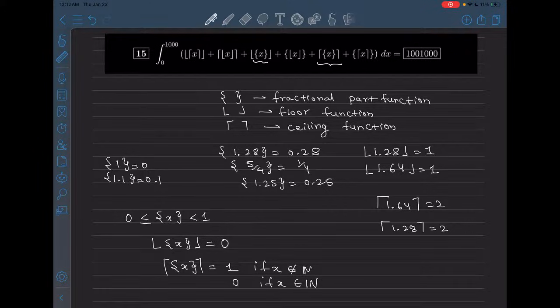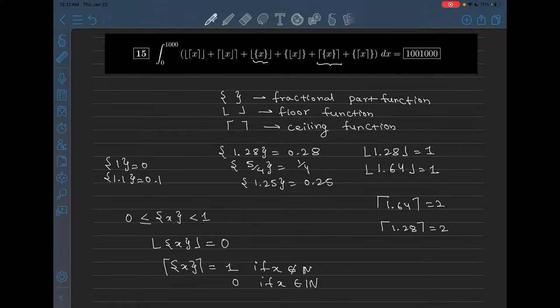Because let's say if x is 1.5, then floor is 0.5, and then ceiling will be 1, right? Not if it's not natural number. But if it's natural number, let's say if x is 5, the floor is 0, and ceiling of 0 is just 0. You see? The ceiling of 0 is just 0. So this thing is 1 if x is not natural number, and 0 if x is natural number.